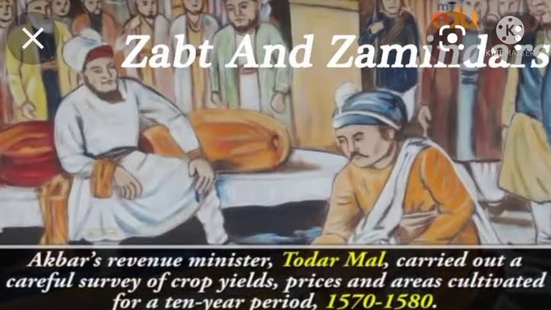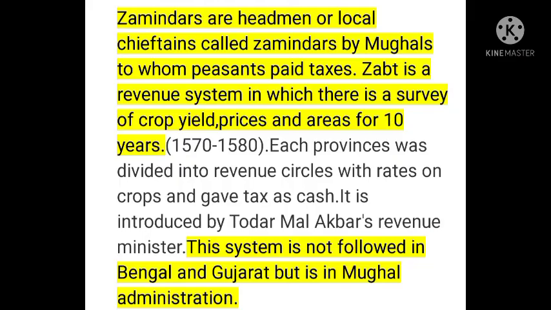Akbar's revenue minister, Todar Mal, carried out a careful survey of crop yields, prices, and areas cultivated for a 10-year period, 1570 to 1580. On the basis of this data, taxes were fixed on each crop in cash. Each province was divided into revenue circles with its own schedule of revenue rates for individual crops. This revenue system was known as Zabt. It was prevalent in those areas where Mughal administrators could survey the land and keep very careful accounts. This was not possible in provinces such as Gujarat and Bengal.